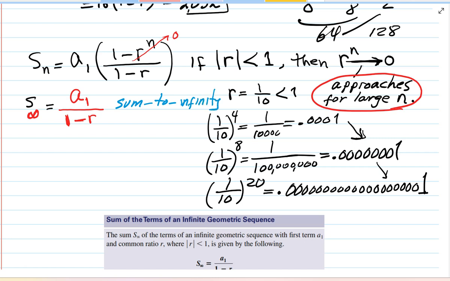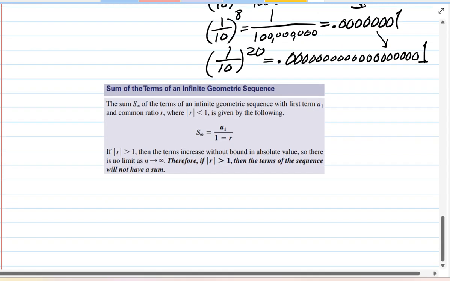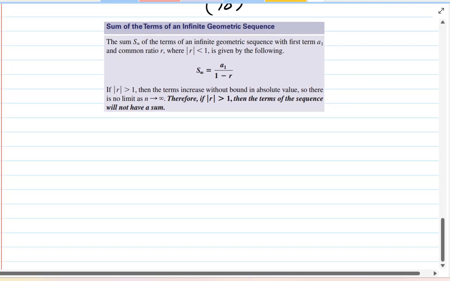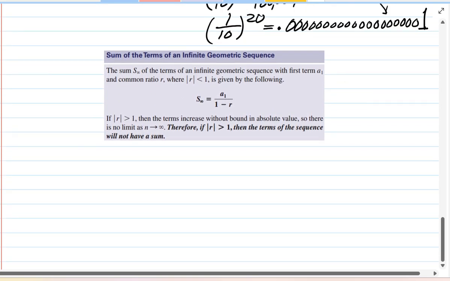So this is very fascinating, folks. This is very interesting. It is possible for a geometric series to sum, which means to add terms, to infinity, and actually get a number that is very darn close to the total sum. Isn't that cool? So this is what this little nugget tells us.